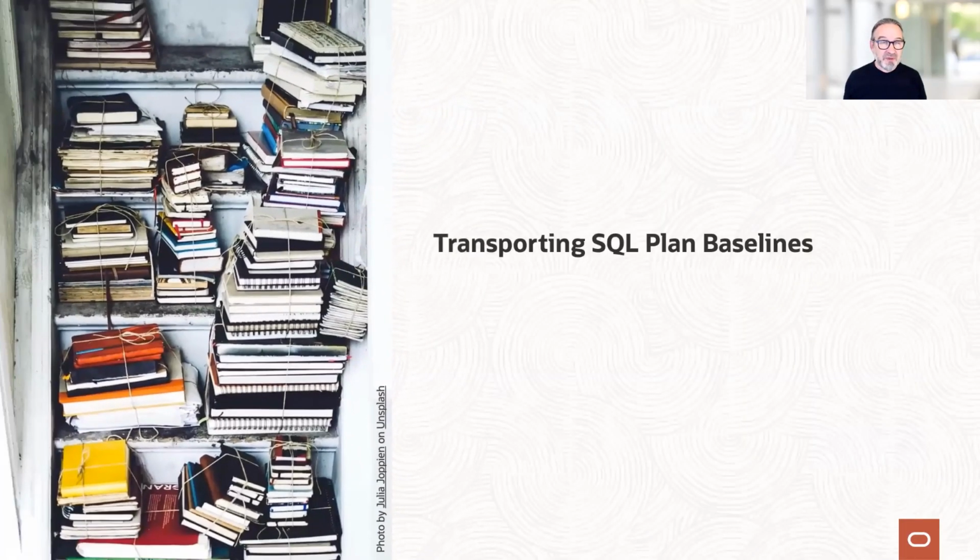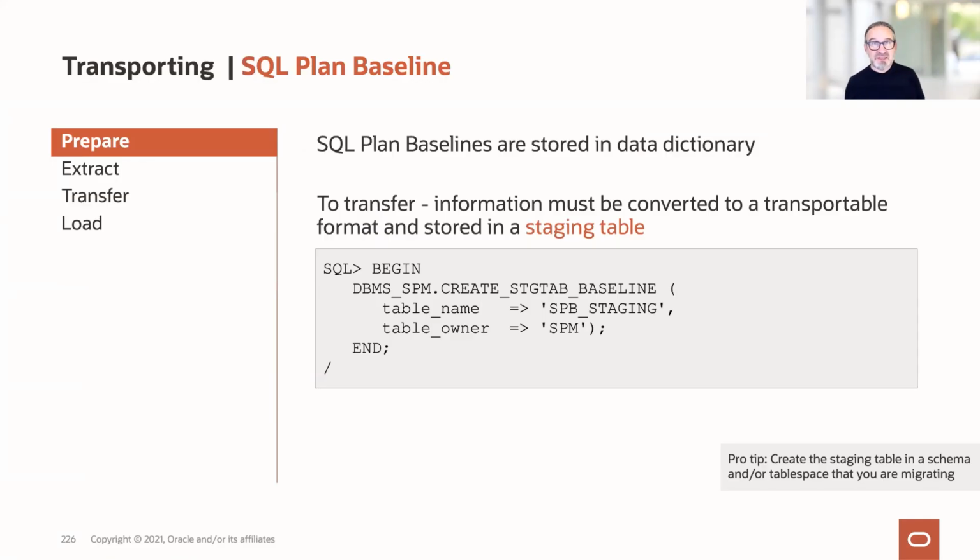Now, finally, we would like to show you how you can transport SQL plan baselines and SQL profiles. During a normal database upgrade, they just stay in your database, so no extra action is needed. But for a migration, you must make sure that plan baselines and profiles get migrated as well, if you want that. Plan baselines are stored in the data dictionary, and by default, you don't migrate your data dictionary. So you need to find a way to transport them. And this is very simple and straightforward.